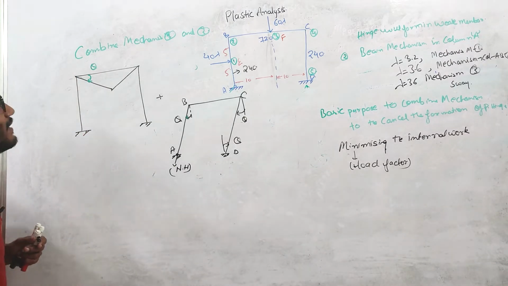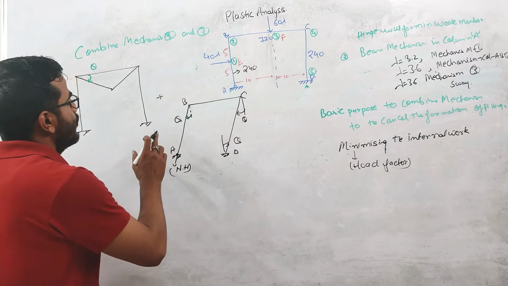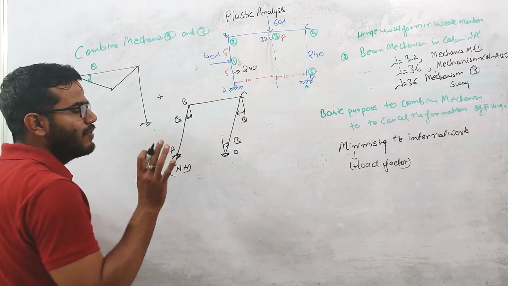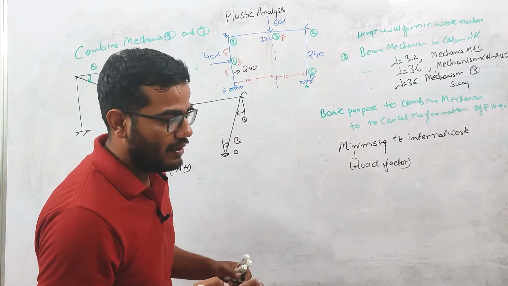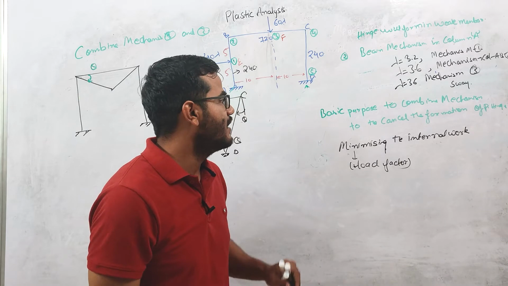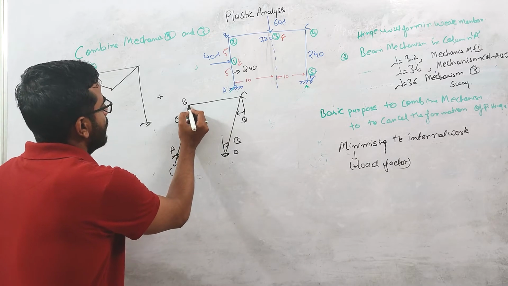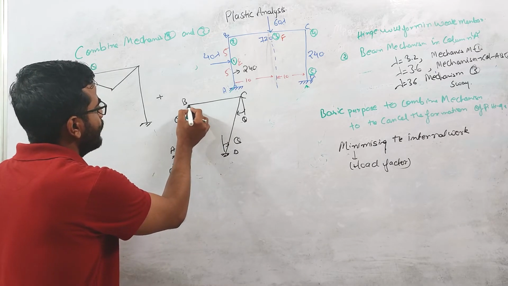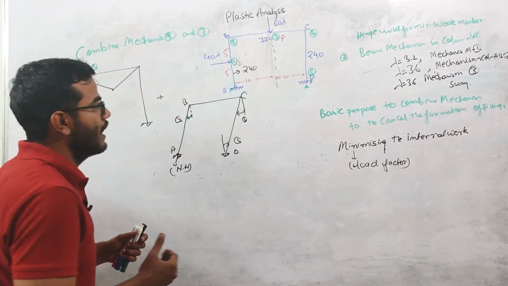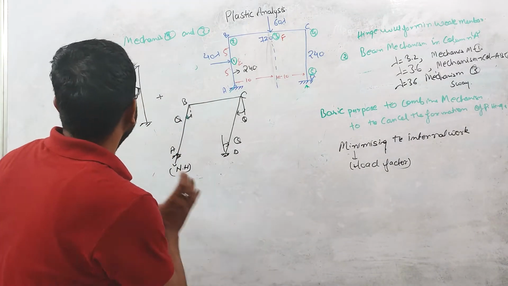After combining these two mechanisms, the external work done will be there. But if you somehow cancel the formation of a plastic hinge, then you are minimizing the internal work, because internal work depends upon the plastic moment capacity. If at this point the hinge is not formed, then this point cannot behave like a plastic hinge. So the purpose of combining the mechanisms is to cancel the formation of plastic hinges. We will see this in this example.